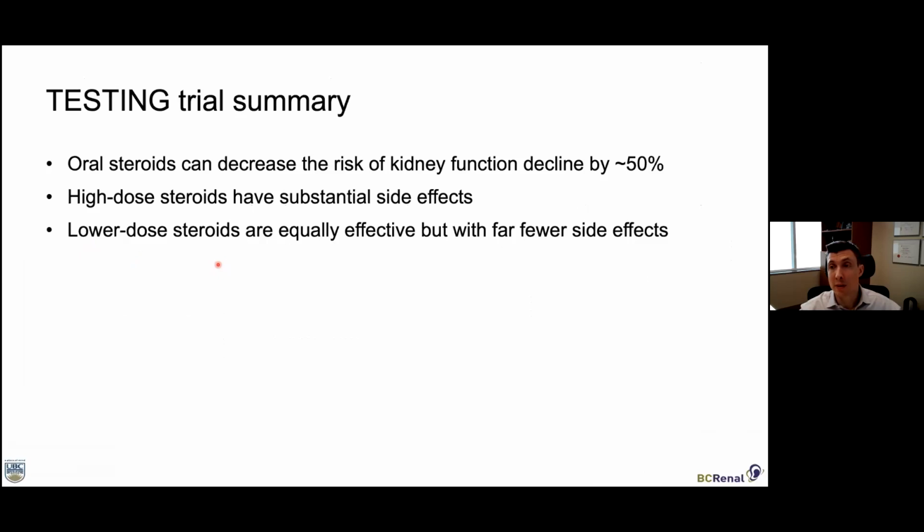So in summary, what does this trial show? It shows that steroids really can be effective in lowering the risk of kidney function decline by around 50%, that high dose steroids, as we know, have substantial side effects. However, you can use the lower dose steroid regimen, which is equally effective, but has far fewer side effects.